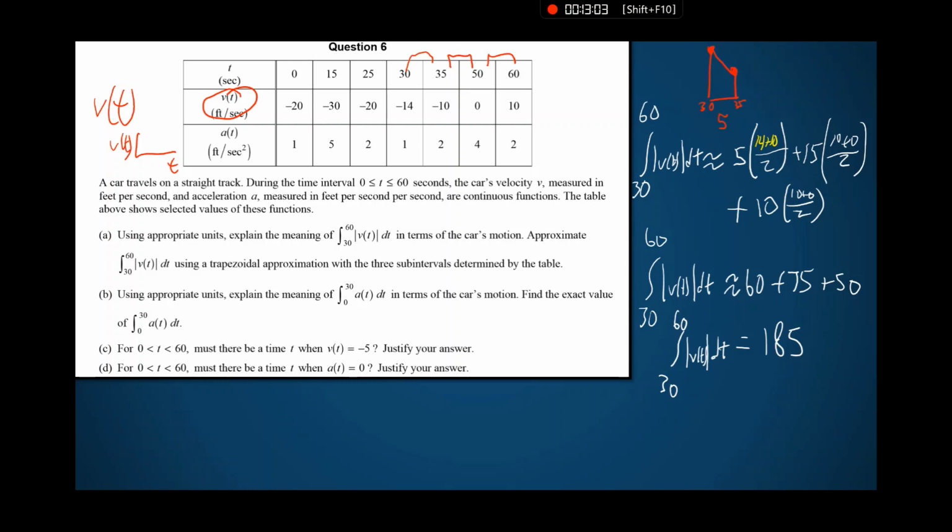Seconds? Not seconds. We integrated velocity. So if I integrate velocity, what should I get? So feet. Okay, I should get feet. And I integrated the absolute value of velocity. So is this displacement or is it distance traveled?